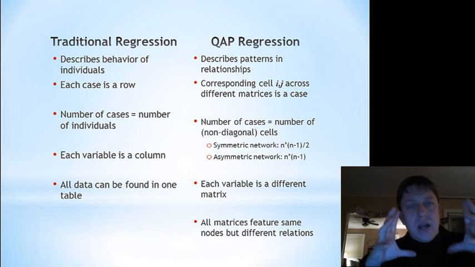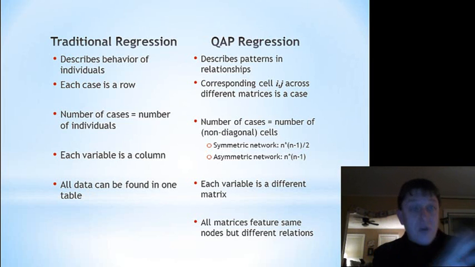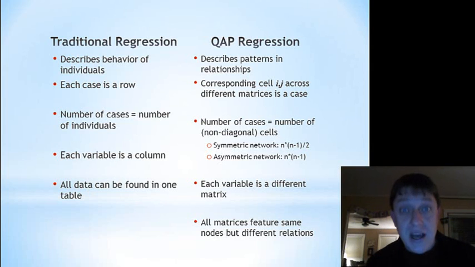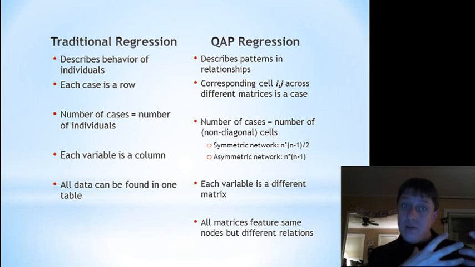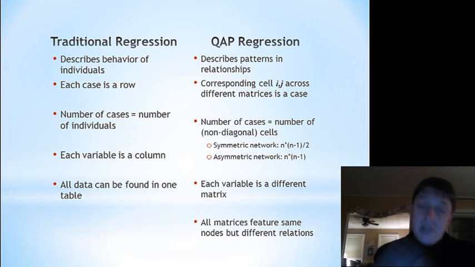So in a QAP regression, you're going to find a number of different matrices, all in a number of different files in your UCINET software. That is a lot more to keep track of than in a traditional regression, where all of your data can be found in one table, in one place that you can look at all at once.